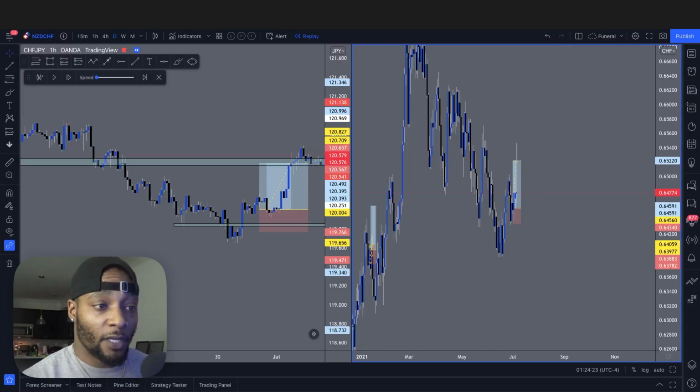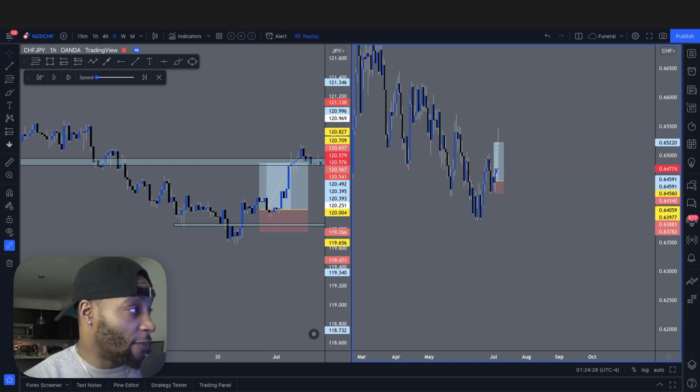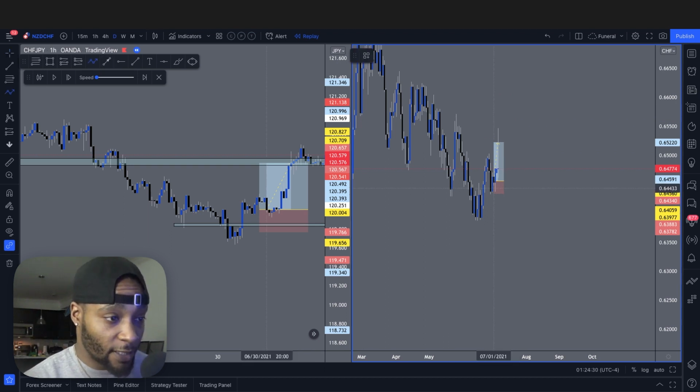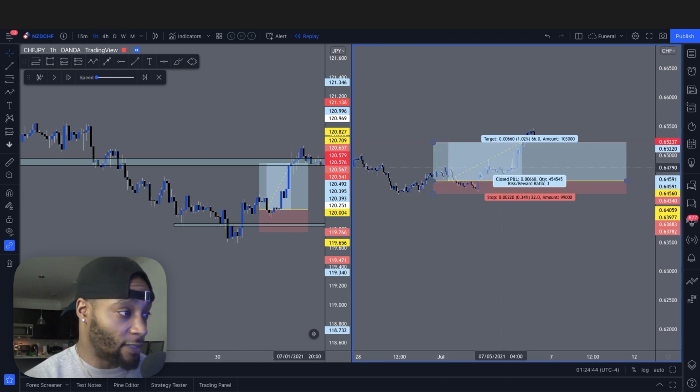This is NZD CHF. We're just taking advantage of the small moves that the market is making, only using the daily time frame. So we had a nice impulse here, came back for a correction. We just want to see another impulse to the upside, creating a higher high. Took advantage of that. We can go to the 1 hour and look at it. Nice and easy 3R, take profit on that.